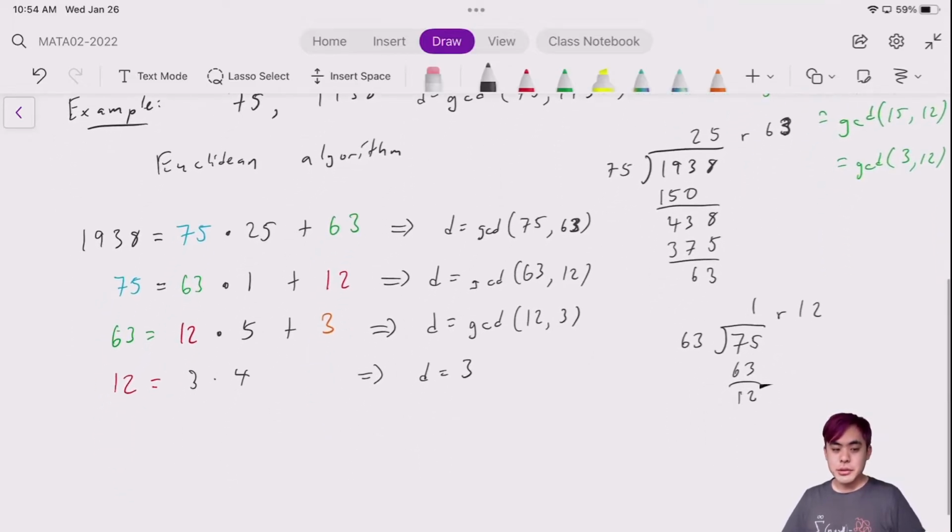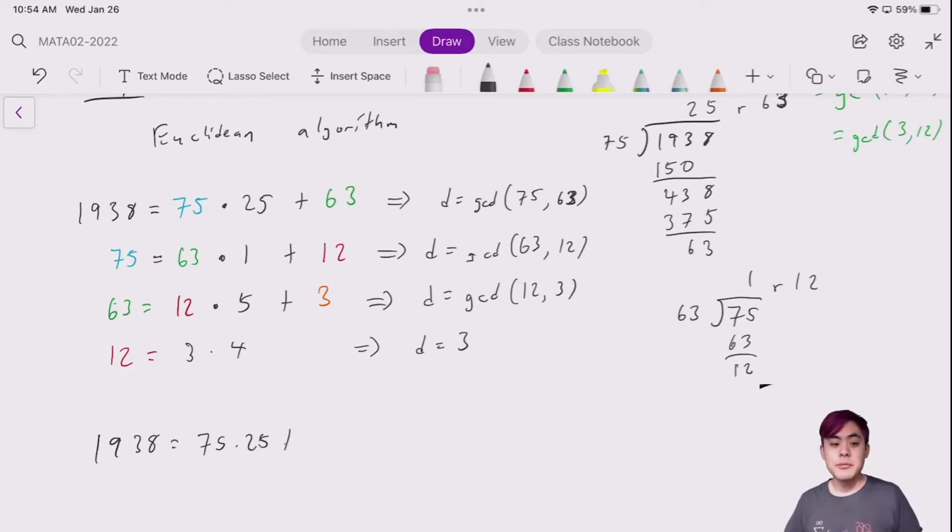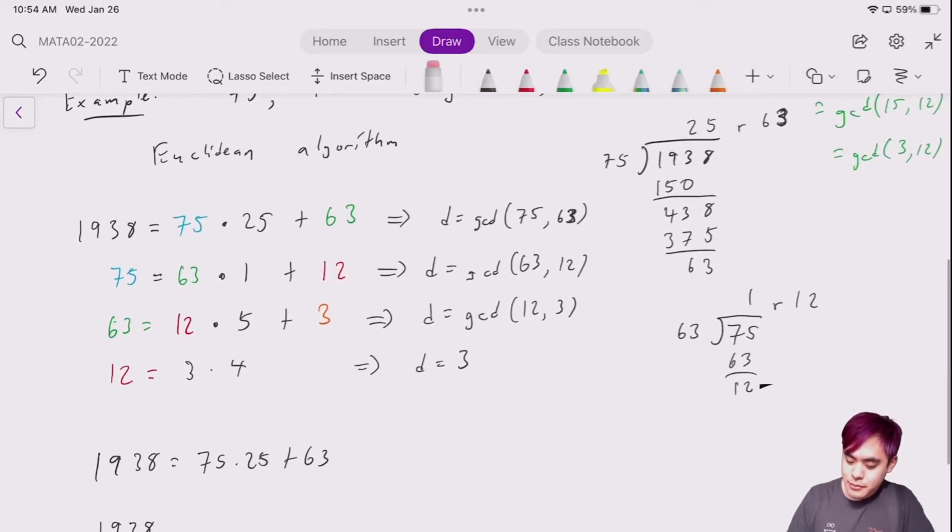Okay, now let's take another step back. So I wrote this big long one here, right? 1938 is equal to 75 times 25 plus 63, right? Where did that come from? So 1938 is, well, what we're doing is we're dividing by 75. So when we divide by 75, what do we get? Well, that's what we did the longer division for. What you end up getting is 25 remainder 63.